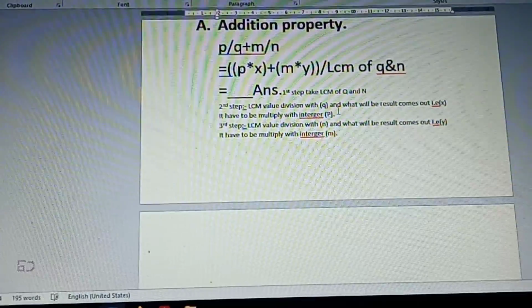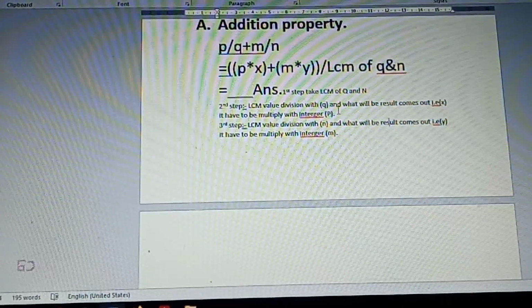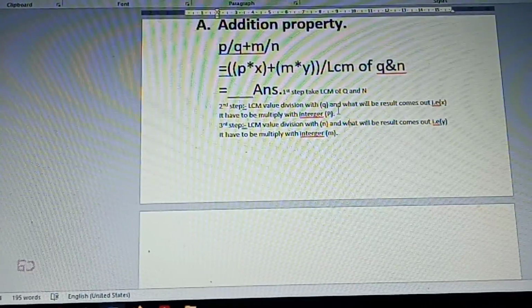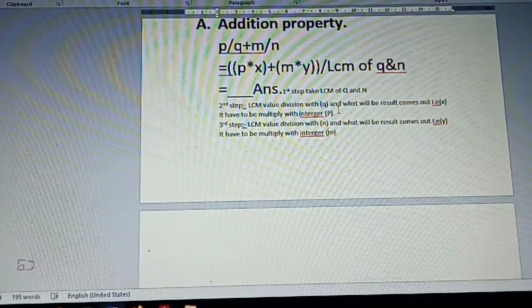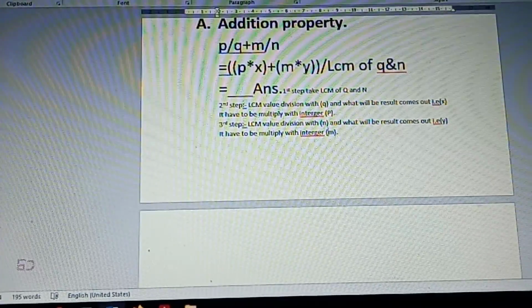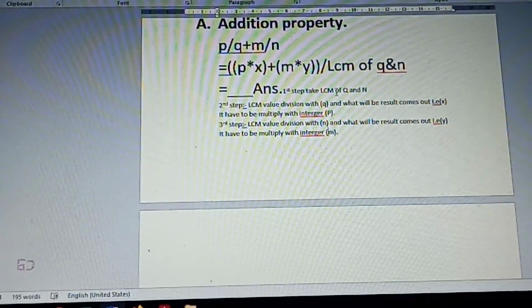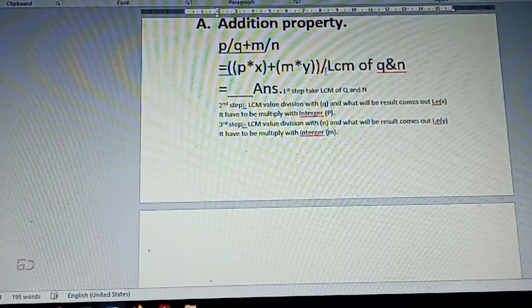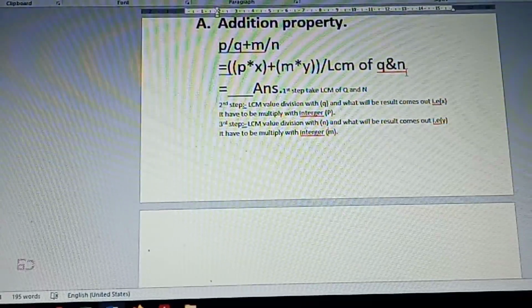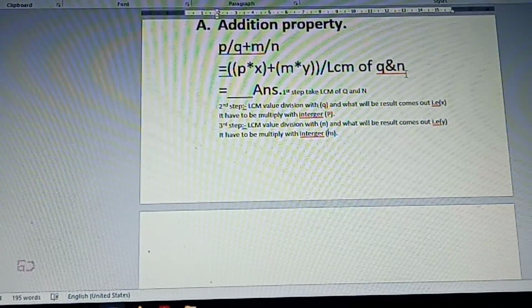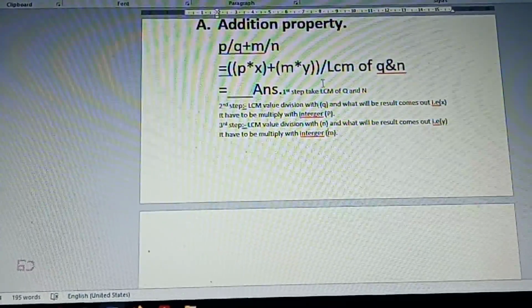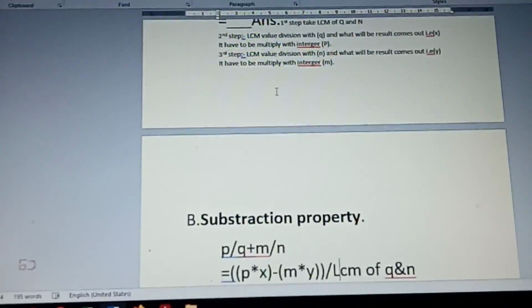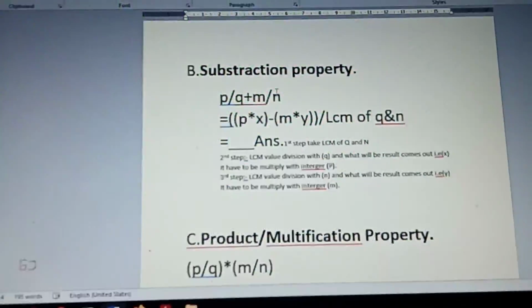Then what is the next step? It has to be multiplied with the integer M. The result Y should be multiplied with M, then the whole divided by LCM of Q and N, which stays constant. Then the answer comes out. Then the subtraction property is also the same.